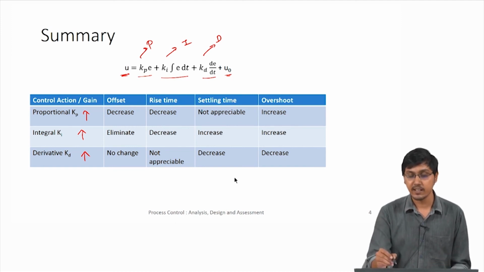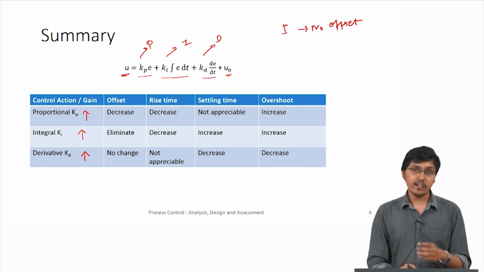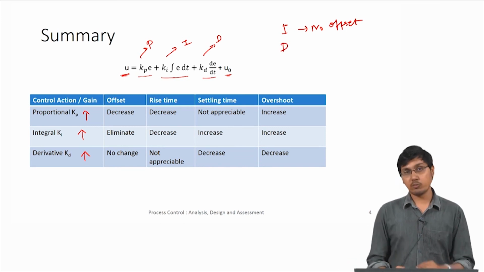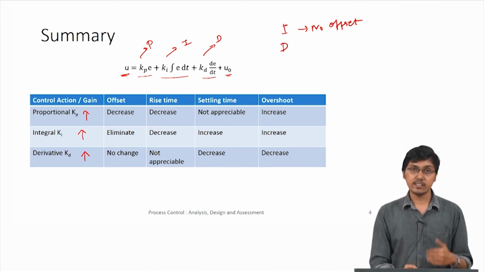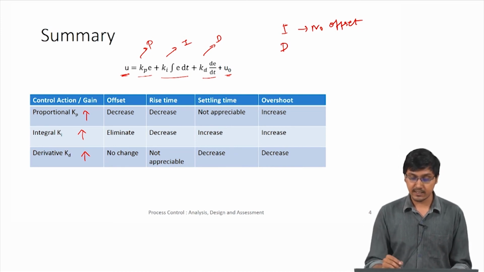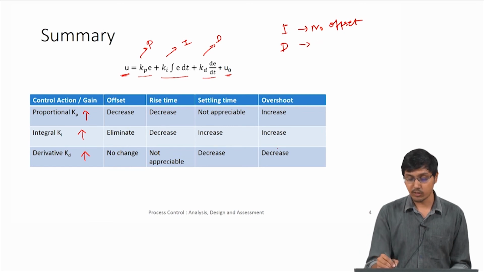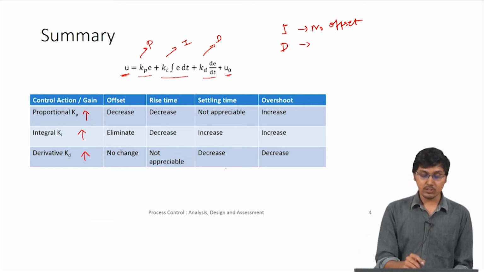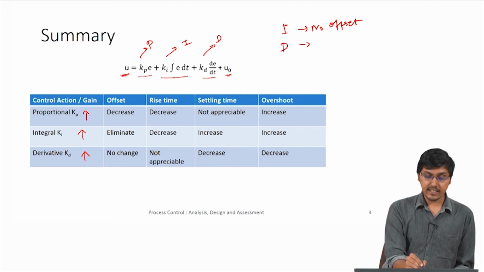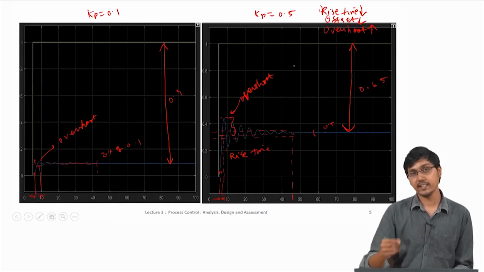Whenever you have an integral action, there will be no offset. Integral controller removing the offset is something that we have to remember, and also one more thing about the derivative controller: if you increase the derivative gain, then the value of overshoot decreases and the settling time also decreases. And if you want to decrease the rise time, then if you just increase the proportional gain, the rise time also decreases.